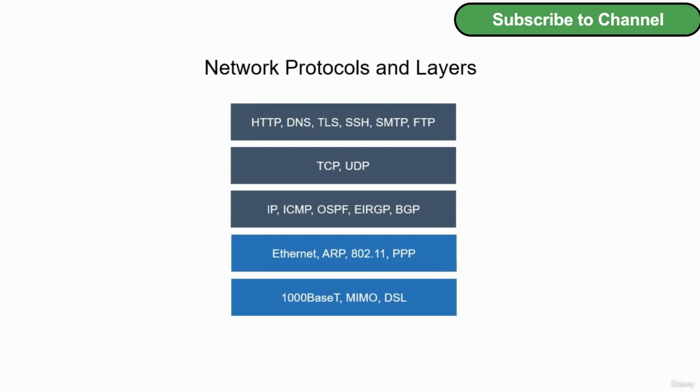Like I said, as a web developer, you're really more concerned with the LAN side of things. Then on layer 3, that's the network layer. You've got IP, of course. You've got other protocols like ICMP for messaging, and OSPF, EIGRP, and BGP.